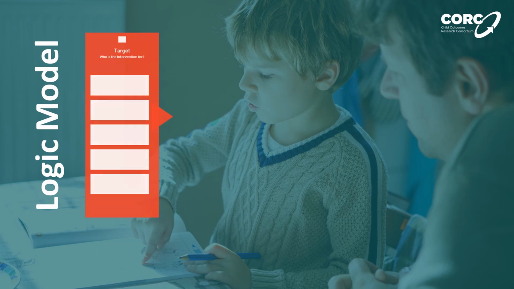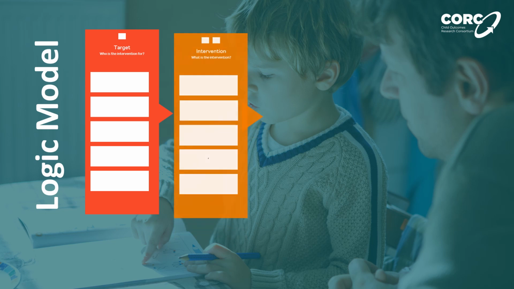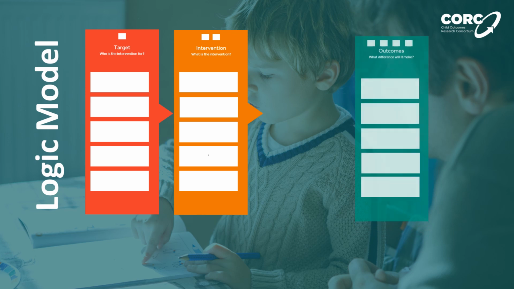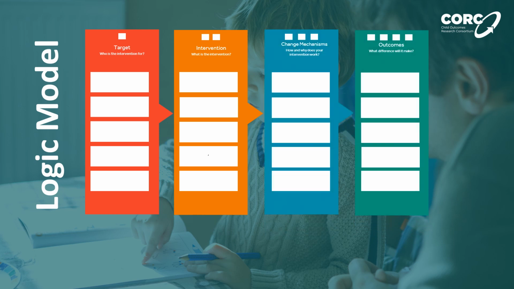An important aspect to appreciate with this model is that whilst the end product takes a logical flow from left to right, the discussion process will not necessarily do that. So in this instance, it is recommended to look first at the target, who the intervention is for, secondly at the intervention, and then thirdly at the outcomes and what difference it will make, before circling back to mechanisms and then looking at the moderators.